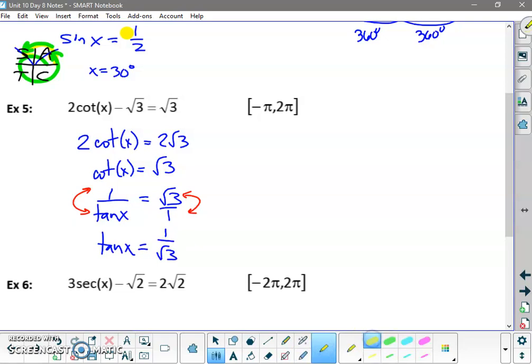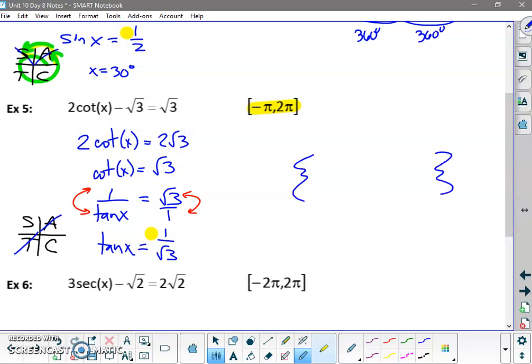Now what I need to do is look up at my domain. I'm talking radians from negative pi to 2 pi. Let's talk quadrants. ASTC, and tangent is positive. Okay, tangent's positive in 1 and 3. So the first quadrant angle will be in my solution set. We need to know where tangent is 1 over square root 3.